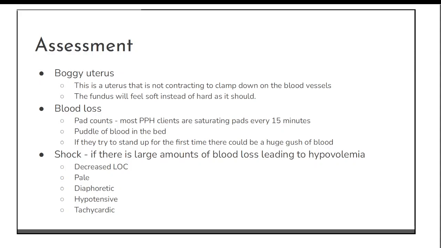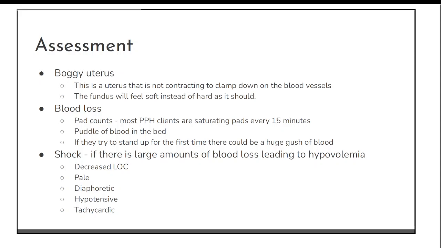We talked about pad counts for placenta previa. Most of the time, if you have postpartum hemorrhage, they're saturating a pad every 15 minutes. Anything greater than 1 pad an hour is a problem, all right? That's too much blood loss. It might be so much that when the mom goes to maybe stand up and go to the restroom, there's a puddle of blood in the bed. Also really common when she stands up for the first time.